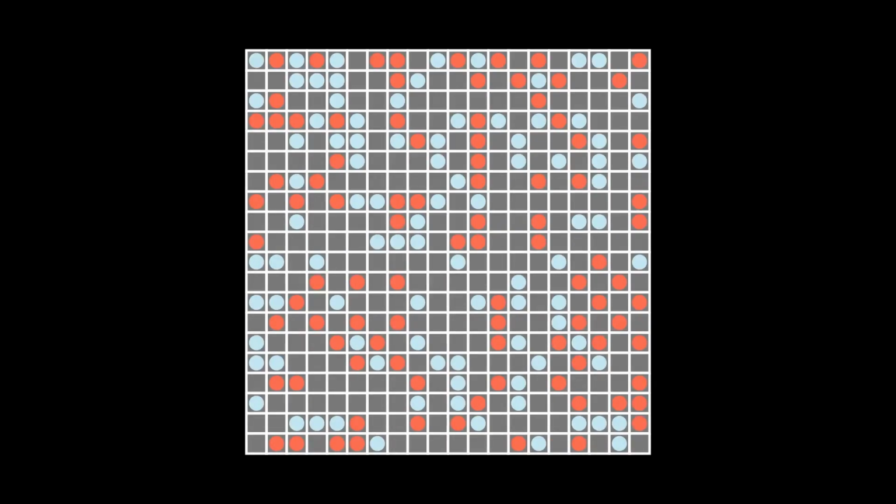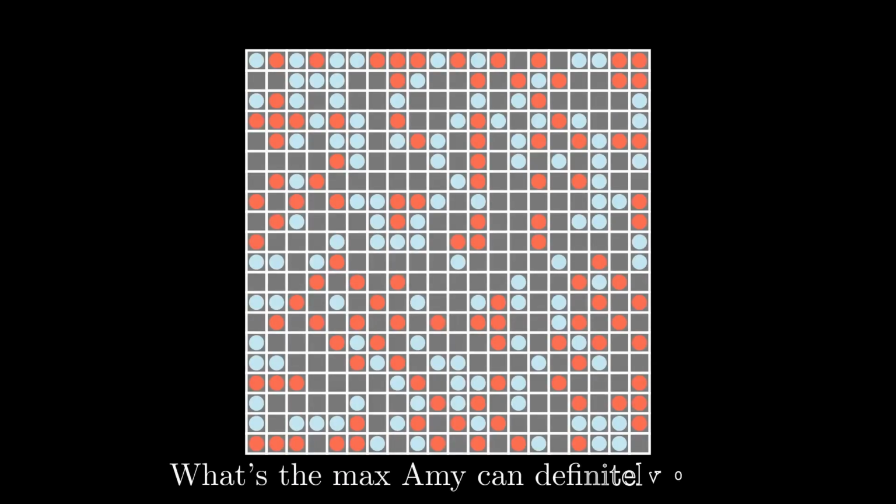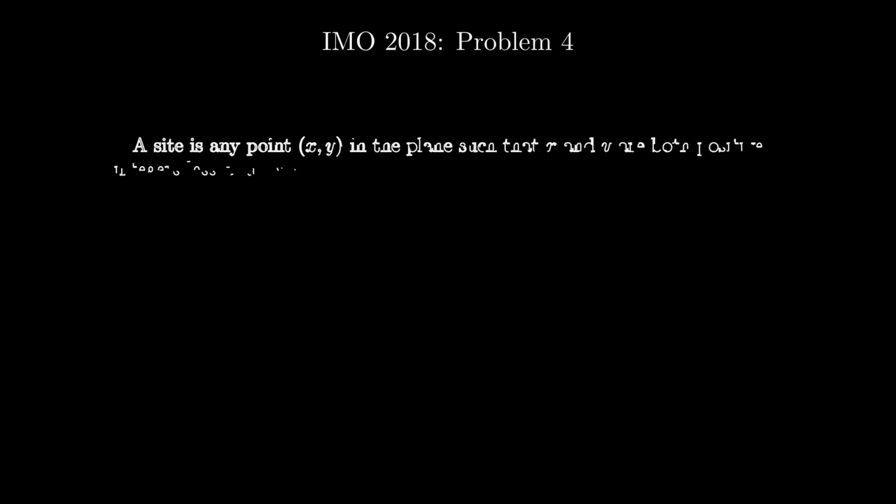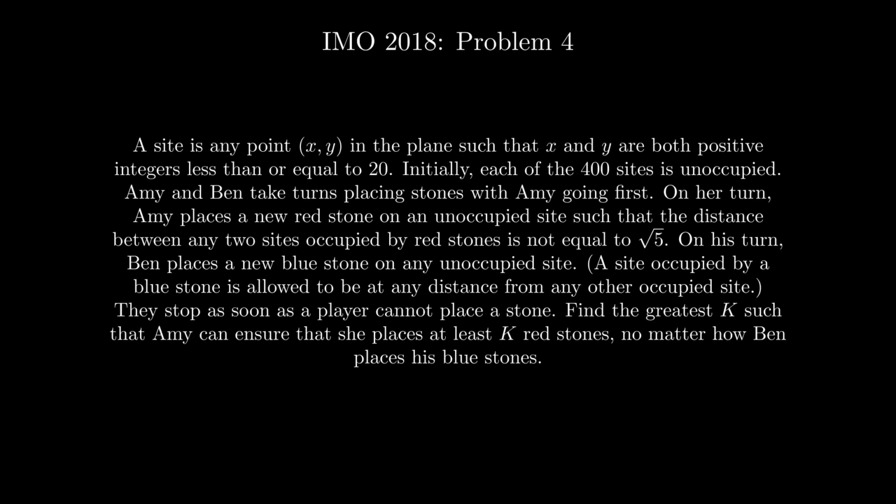Given Amy's restriction, an interesting question is raised. What is the maximum number of pieces that Amy can guarantee that she can place, no matter what Ben does? This question, in some alternate wording, was asked in the International Mathematics Olympiad, or IMO, in 2018, which is arguably the hardest high school math competition on the planet.